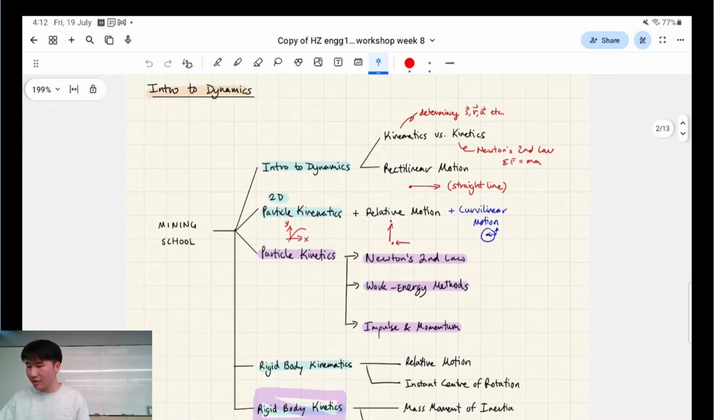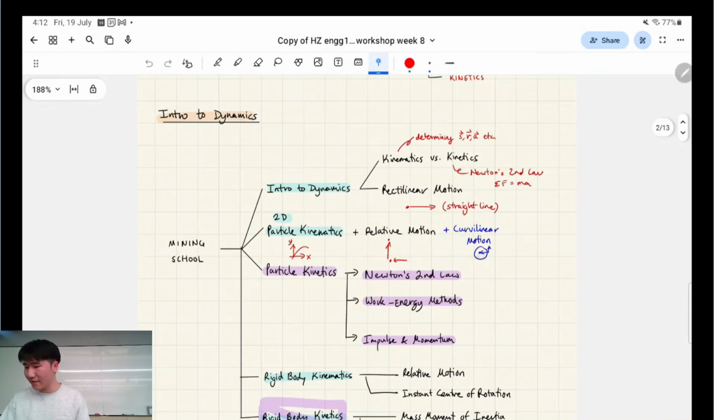Okay, so again, let's reframe this. Here's a different tree. We're talking about this section today. It's the particle kinetics, right? Newton's second law, your work energy methods, and impulse-momentum methods, where the derivations come from Newton's second law.